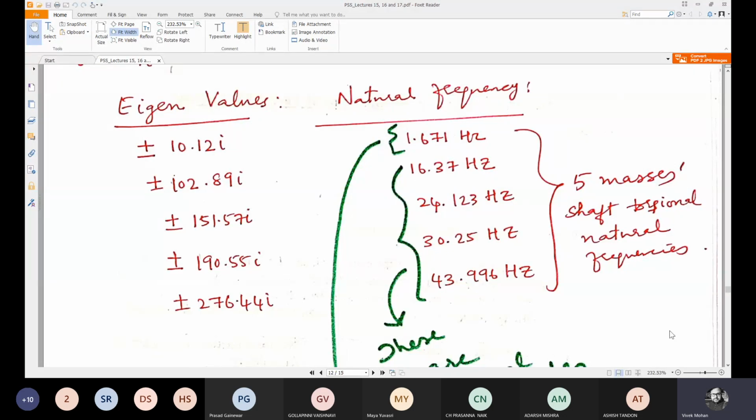And what are the torsional modes and common modes? Once again, I'll explain that. We have different masses, and between the masses there is a twist. So it is affected on the shaft, right? That is a torsional mode.